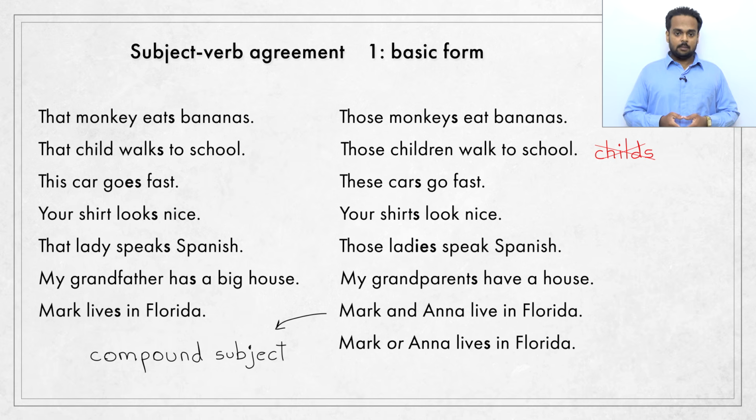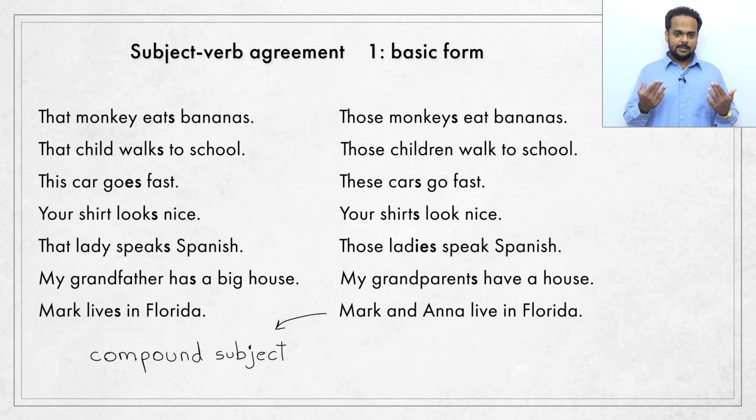There is another type of compound subject connected by or. Mark or Anna lives in Florida. Now notice that we have a singular verb, lives. This is because the conjunction or means that either Mark or Anna, one of those two, is in Florida, not both of them. So only one person lives in Florida. So the subject is considered singular and the verb is also in singular form. This type of compound subject connected by or is not that common, but it's still useful to keep this rule in mind. Alright, there are a lot of nouns in these sentences.